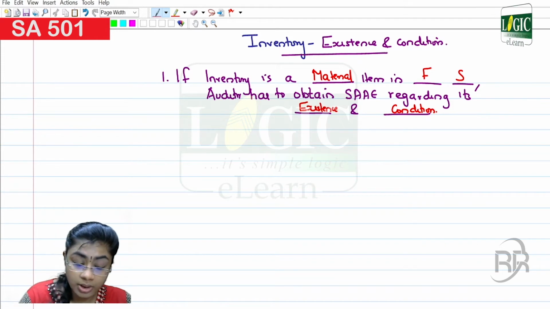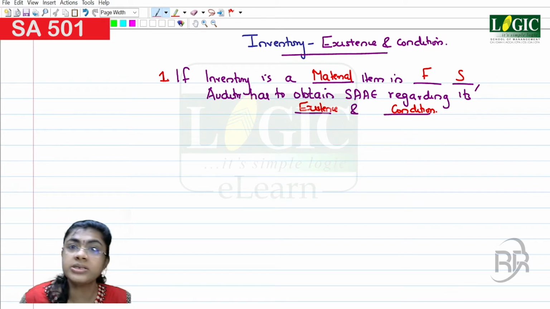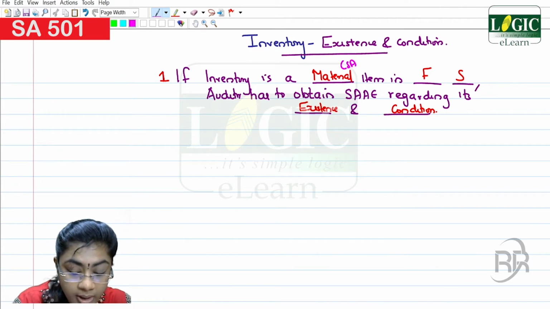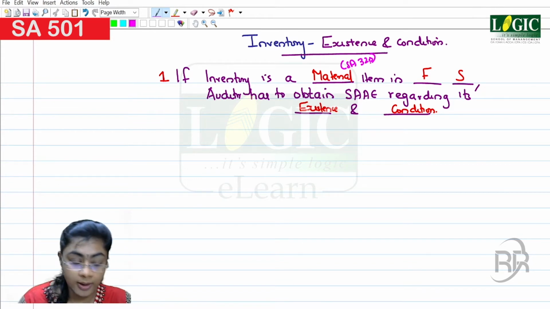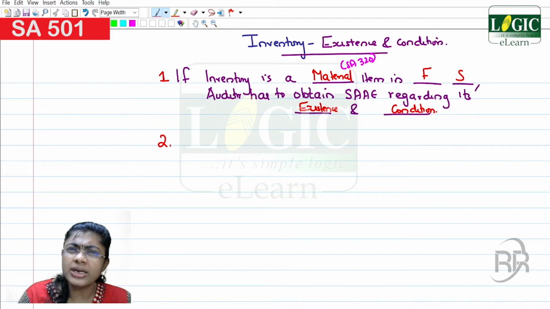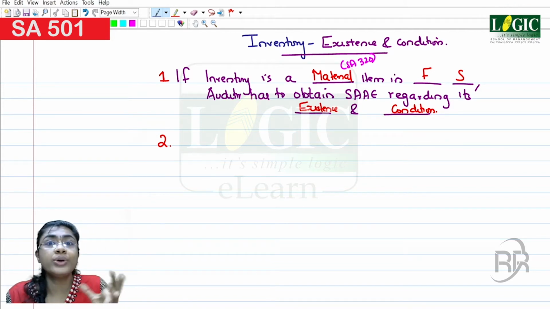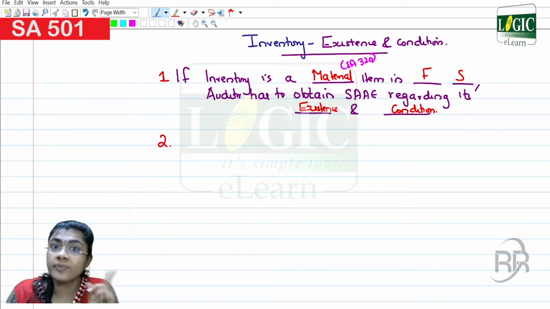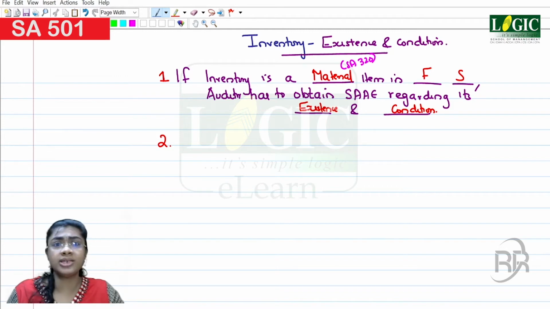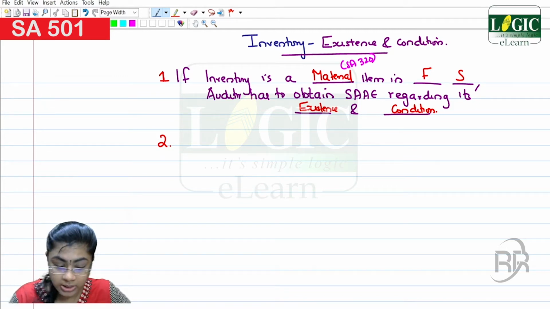Fine. Now, first point, we have seen whether the inventory is a material item in FS. Materiality, SA 320. After that, regarding inventory, the primary responsibility of counting and valuing the inventory is with the management. They have to establish the procedures, right?